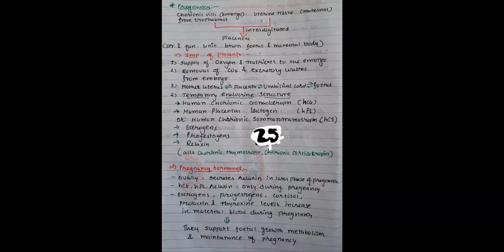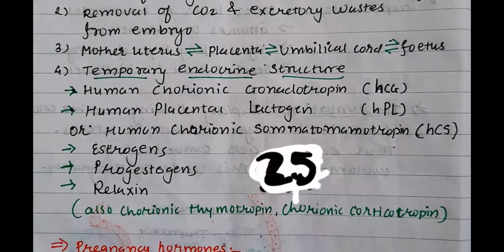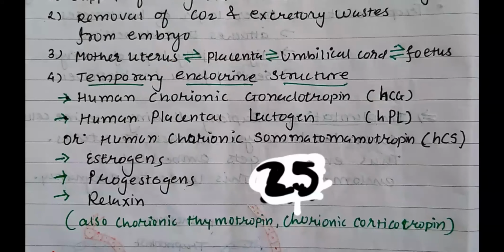The second is human placental lactogen, also presently known as HCS, human chorionic somatomammotropin. Basically, it is equivalent to the prolactin secreted from the anterior pituitary of the mother. Together, this prolactin and HPL stimulate the mammary glands to grow further and differentiate further.